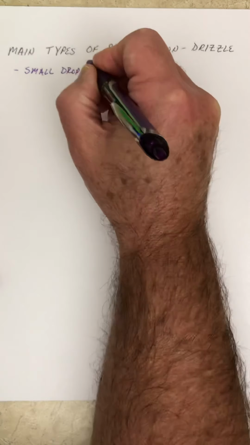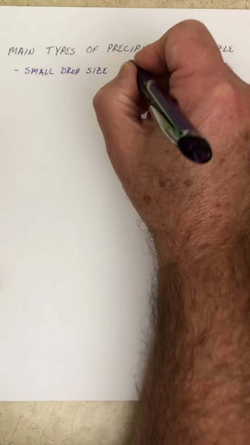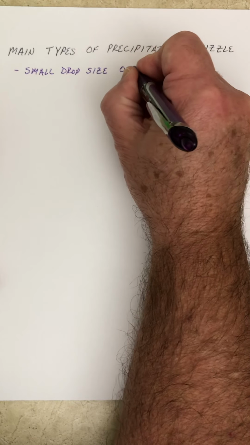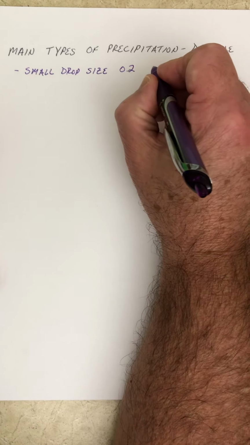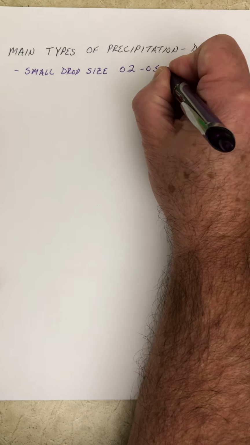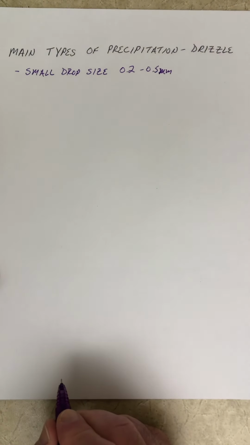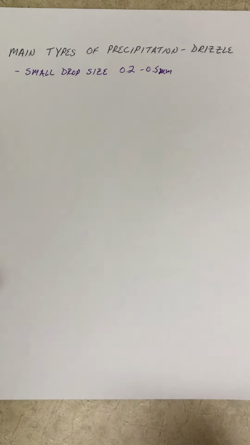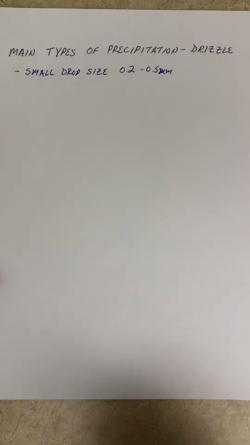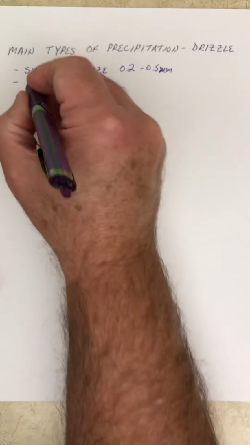And so how small is that drop size? Generally speaking, 0.2 of a millimeter to about 1/2 a millimeter is the typical drop size for drizzle. Now, the logical question next is, why is it such a small drop size?